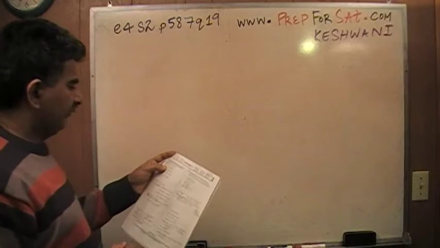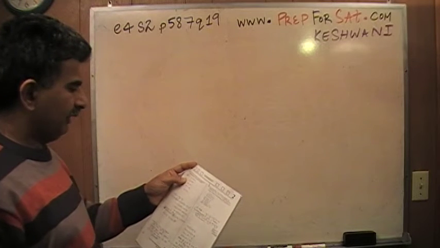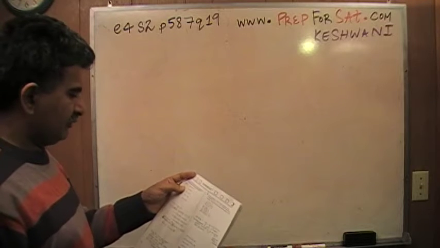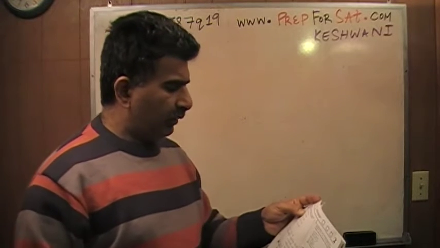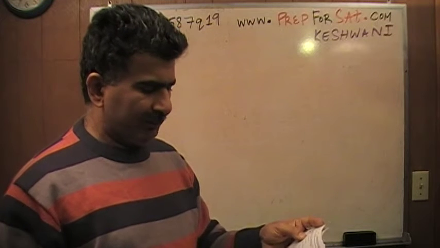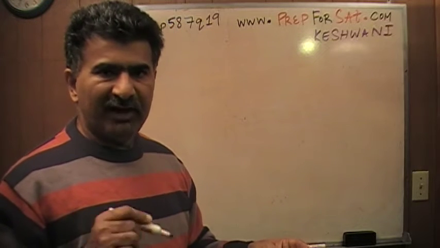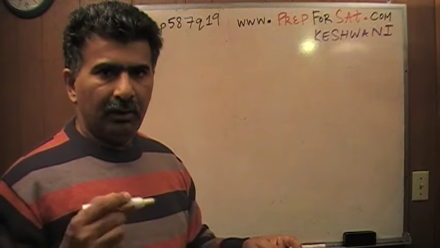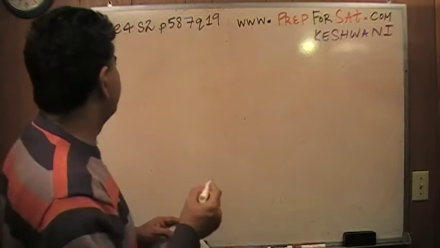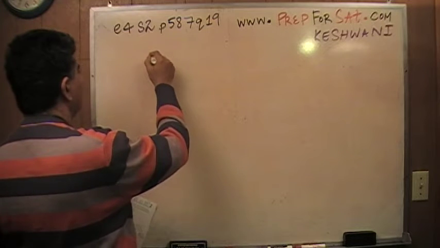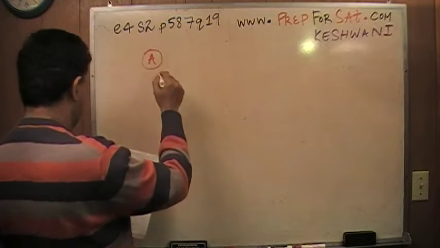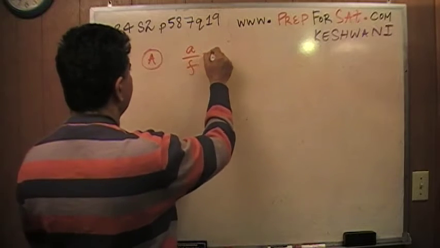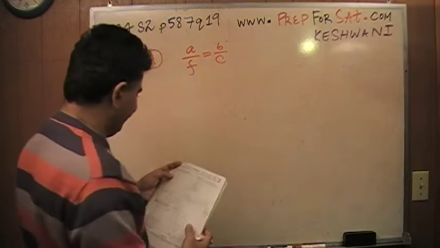It simply says that we have 4 numbers, A, B, C, and D. They are 4 non-zero numbers. The question simply is, all of the following proportions are equivalent. That means they are the same, except, which means there are 5 answer choices. Our job is to find one answer choice that does not agree with the other 4. Let's start then. The very first one says A over F equals B over C.